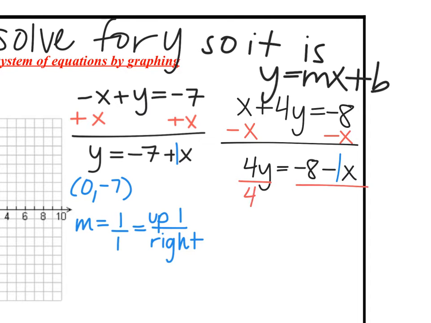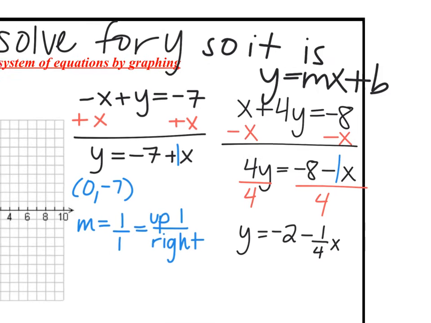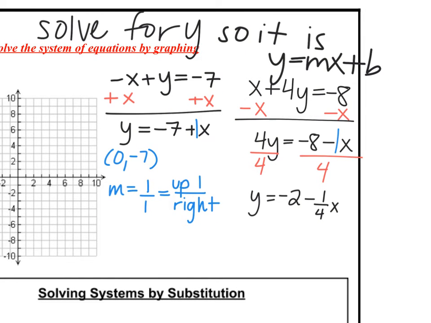Divide by 4 on both sides, and you get y equals, okay, we got to simplify it. Negative 8 divided by 4 is negative 2. And then negative 1 over 4, please leave it as a fraction because that means it's going to be simpler to graph. Negative 1/4 x. Before we graph it, write down what you know.